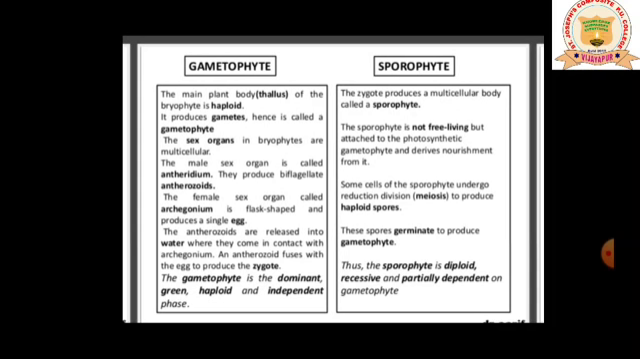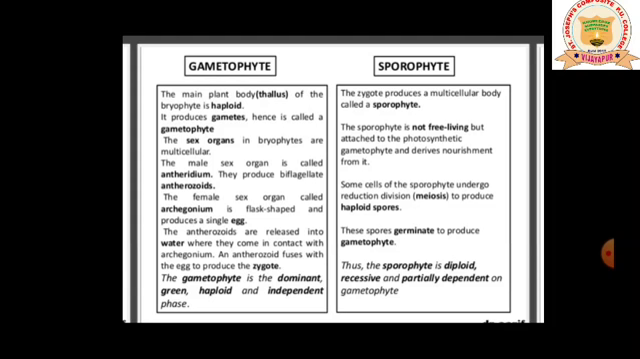As I said, bryophytes are a haploid plant body. They produce gametes, hence we call them gametophyte. These gametophytes in the life cycle are going to produce the sporophyte also. So you should know the main difference between gametophyte and sporophyte. The main plant body, that's nothing but the thallus of a bryophyte, is haploid. It produces gametes, hence we call it gametophyte.